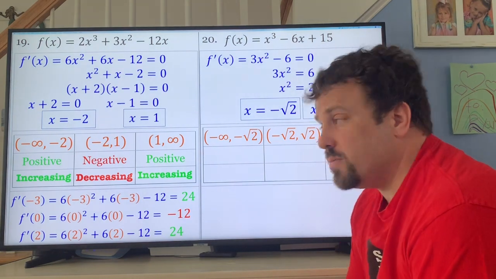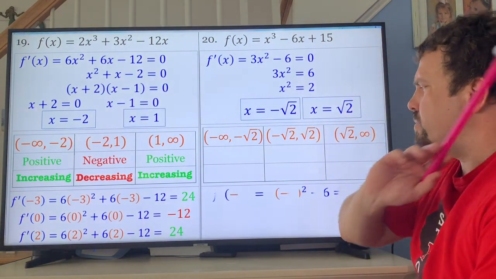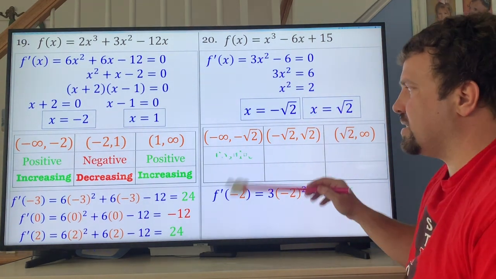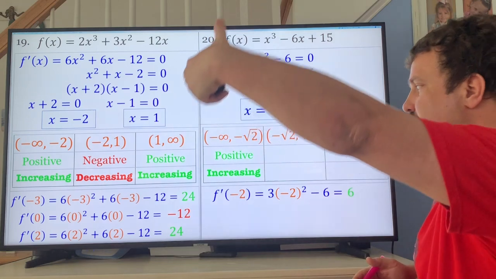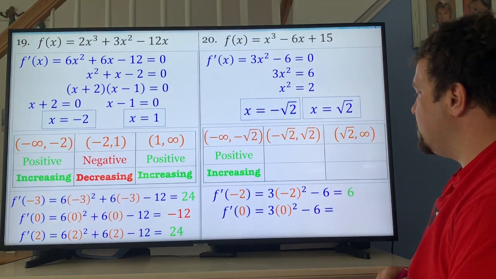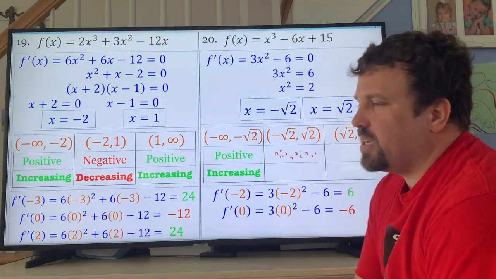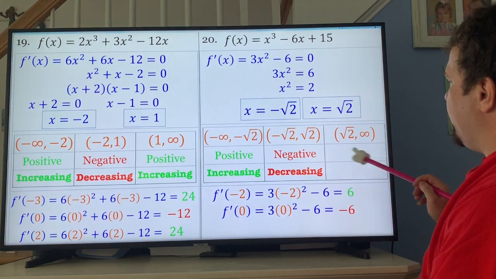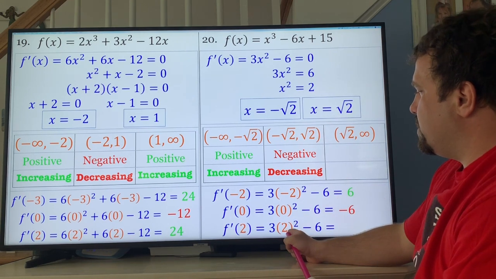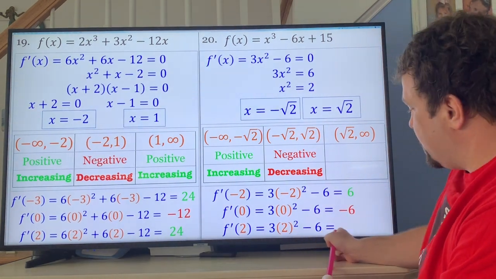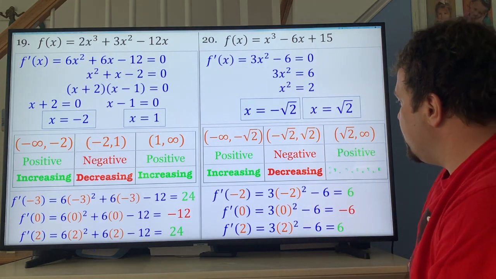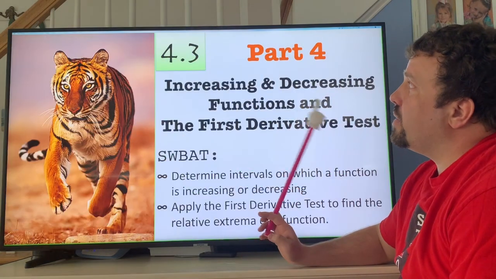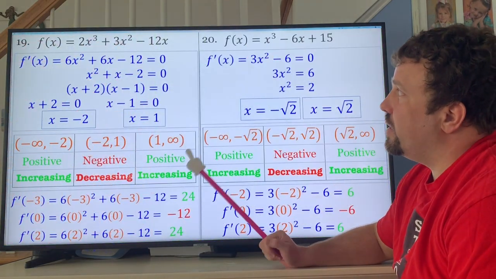If you prefer to use fractions, you may. Negative 2. Plug that into this equation. 3 times 4 minus 6 is 6. 6 is a positive number. Positive number means my graph is increasing. Good number between those two is 0. 0 minus 6 is a negative 6, which is a negative number, which means my graph is decreasing. What do we want to pick here? 2. 3 times 4 is 12, minus 6 is 6. Positive number, increasing. So our graph goes up, down, up. All right? Any questions with this equation?